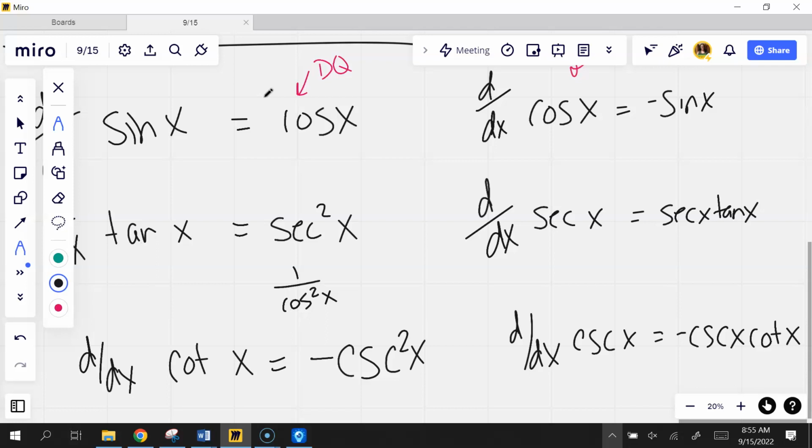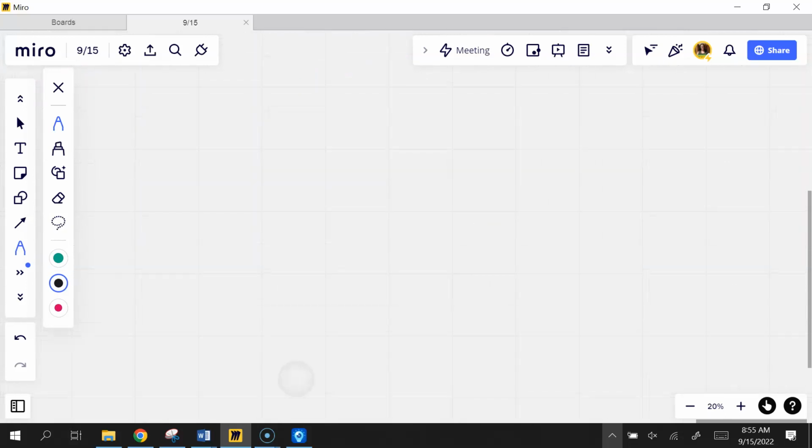Tell me how you feel. Do you want me to walk you through a proof of a couple of them, or would you rather just use them? Using the difference quotient to prove to you why the derivative of sine x is cosine x. Do that? You won't want me to do this on all of them, I promise. But just to show you.